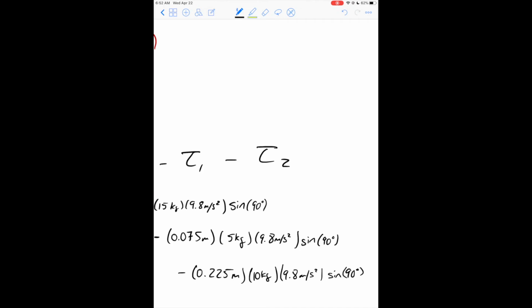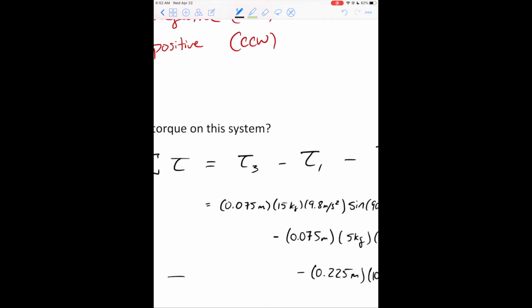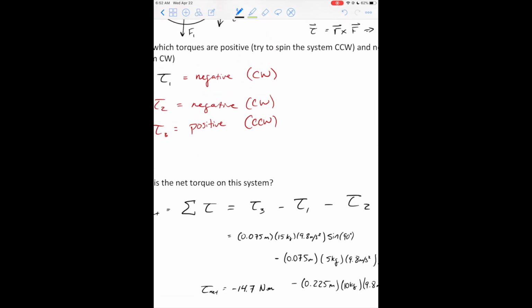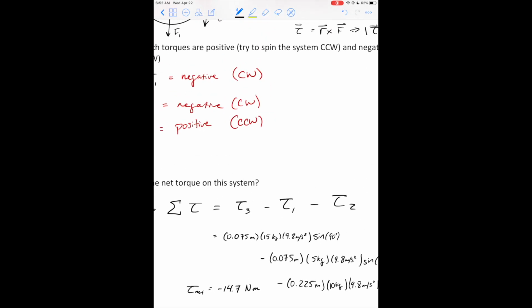When I plug this into a calculator, what do I get? I get a net torque equal to negative 14.7 Newton meters. All right, so the negative torques win. We start to feel an angular acceleration that will make this thing spin in the clockwise direction.